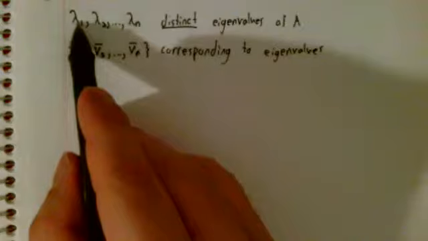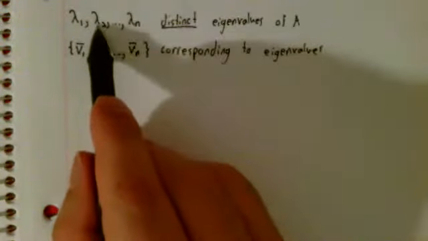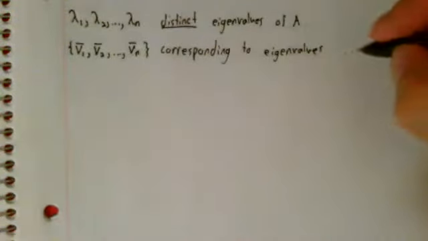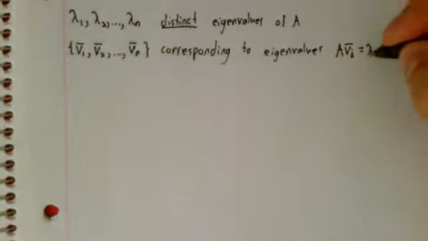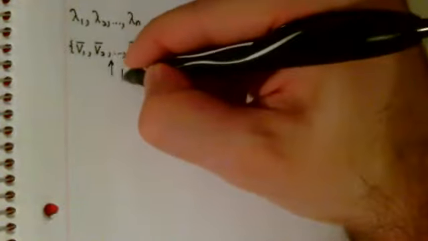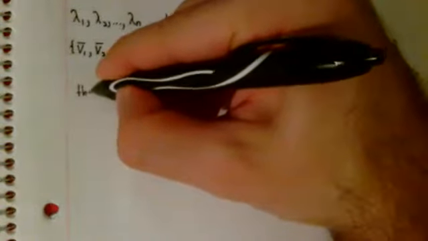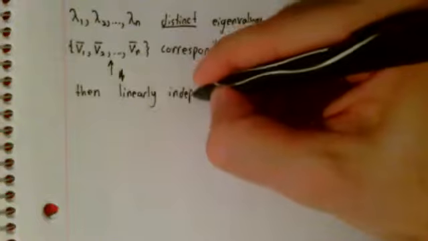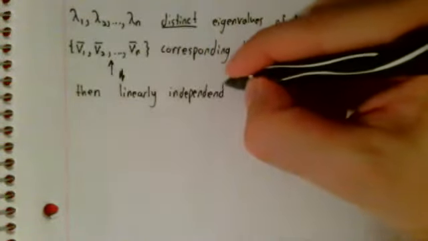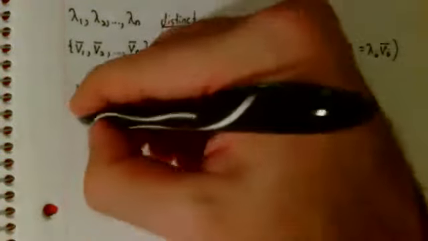eigenvalues. So for example, v sub 1 corresponds to lambda 1, v sub 2 corresponds to lambda 2, and so forth. In general, A times v sub i equals lambda i times v sub i. Then this set is linearly independent. Let's prove it.